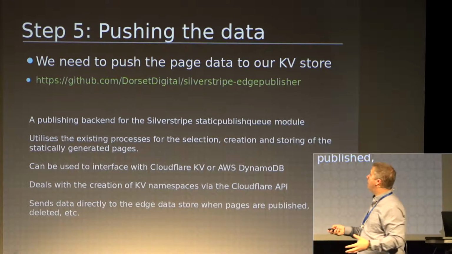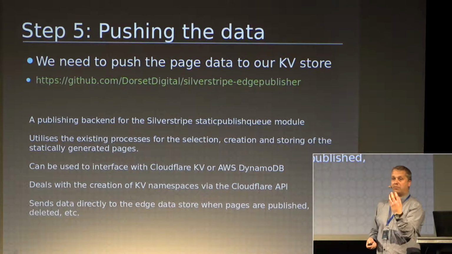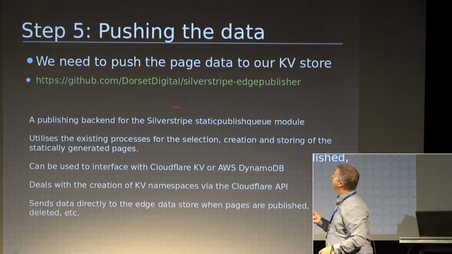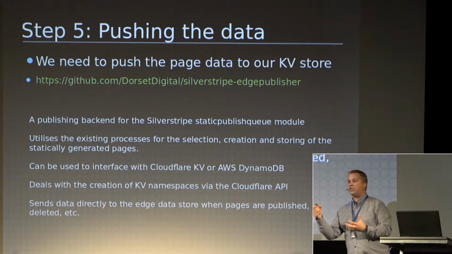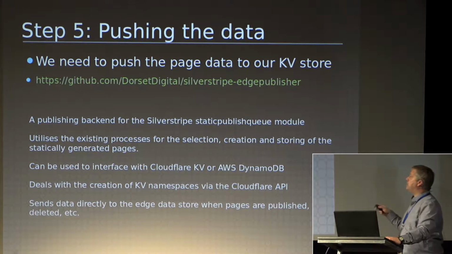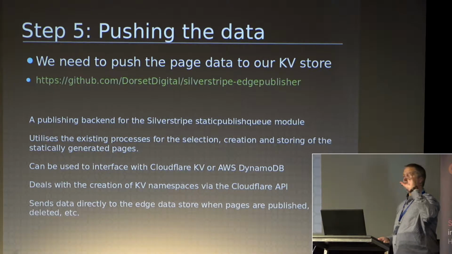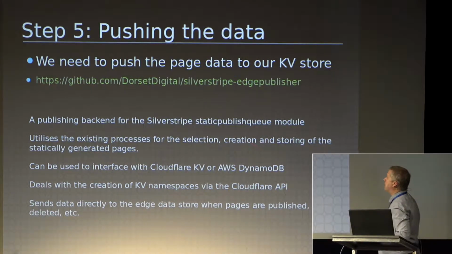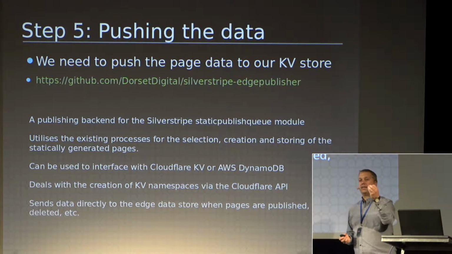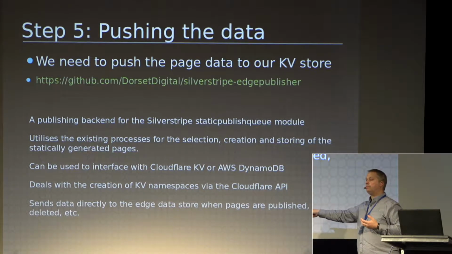So we've now got the mechanisms on the edge to deal with the requests. We know how to do this. And we need to push the page data. As I said just now, we push that page data from Static Publisher up to the KV store. And again, we've just got a little Edge Publisher engine which sits with Static Publisher. And what that does, it provides a back end for Static Publisher with Cloudflare KV or DynamoDB. And it takes the output. Whenever Static Publisher creates a page, it pushes that data straight up to the data store.